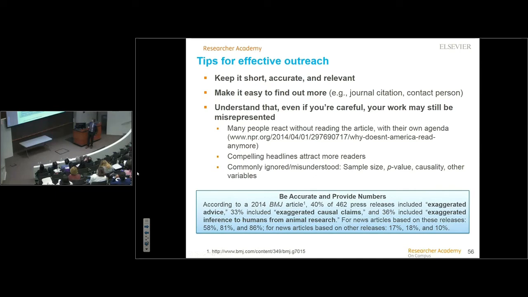Tips for effective outreach. You want to make sure you keep it short, accurate, and relevant. Make it easy to find out more. As a new parent a few years ago, I would always read about this exciting new research, and they'd highlight it in parenting magazines. They wouldn't tell me who did the research. They wouldn't tell me what journal it was published in. They would just describe the result in terms that, to be honest, I was taking at face value, but it was the journalist's interpretation. So make it easy. Anytime you're talking about your work, how do they reach you? How do they find the published version of the article?